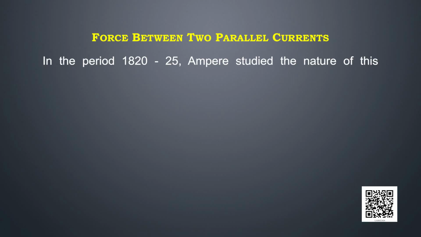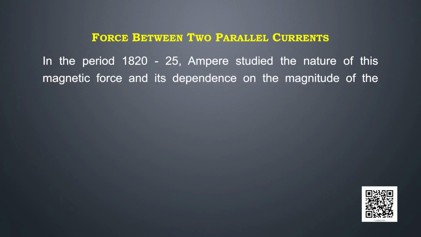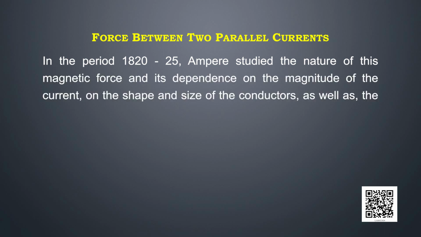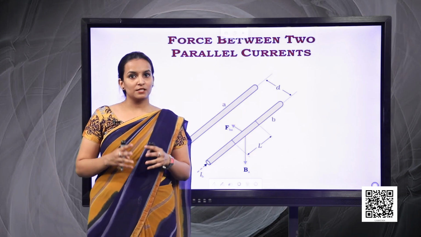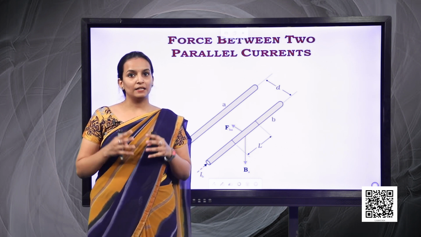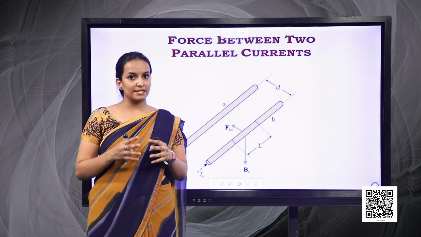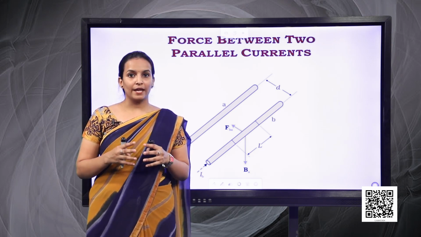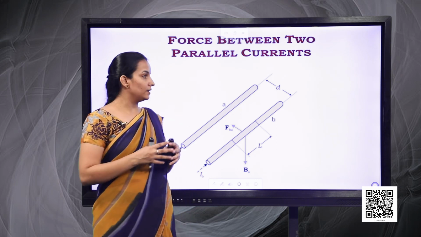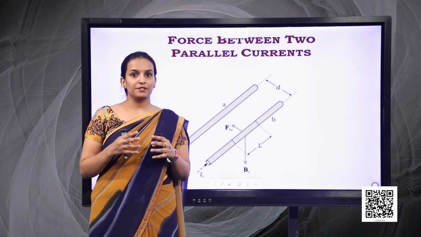In the period 1820 to 25, Ampere studied the nature of this magnetic force and its dependence on the magnitude of the current, on the shape and size of the conductors, as well as the distances between the conductors, and it is something remarkable. Now, we shall take the simple example of two parallel current carrying conductors. As we can see in the diagram, there are two long parallel conductors A and B separated by a distance d and carrying parallel currents IA and IB respectively.